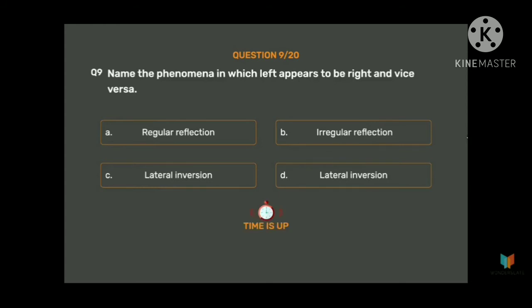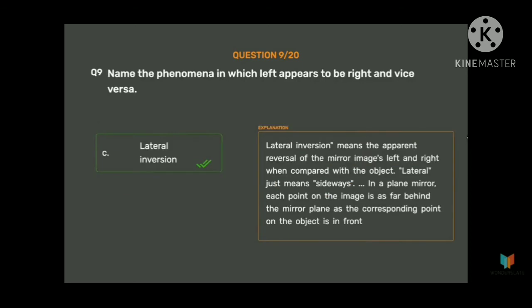The correct answer is option C, lateral inversion. Lateral inversion means the apparent reversal of the mirror images left and right when compared with the object. Lateral just means sideways. In a plane mirror, each point on the image is as far behind the mirror plane as the corresponding point on the object is in front.